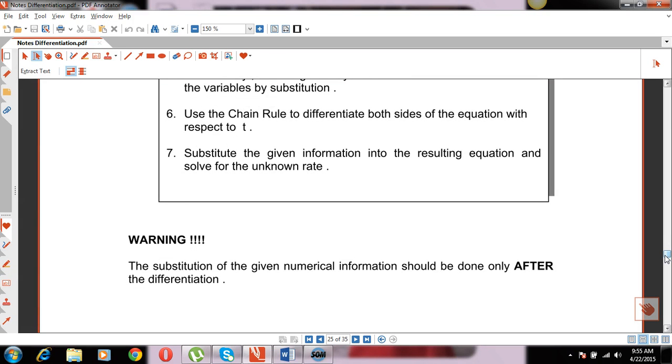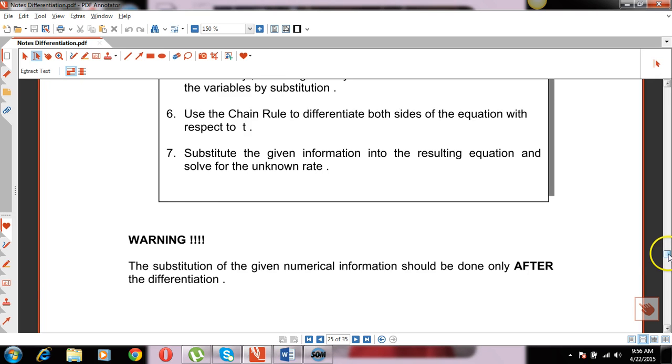Then number six, we have to use the chain rule to differentiate both sides of the equation with respect to t, or we can use implicit differentiation for this step. Then number seven, we have to substitute the given information into the resulting equation and solve for the unknown rate.